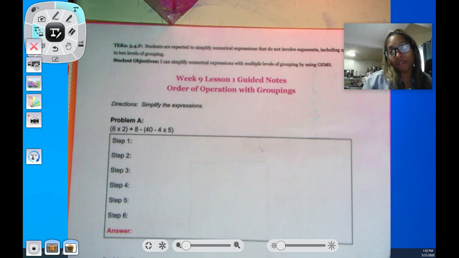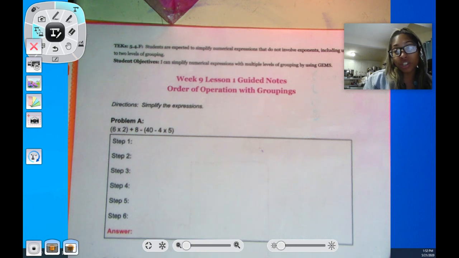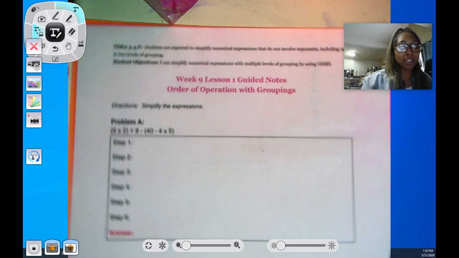It's the only lesson for this week. This week, we're talking about order of operations with multiple groupings. So before we get started, make sure that you have your guided notes ready, either on your HyperDoc or a printed version, and we're going to go ahead and get started.